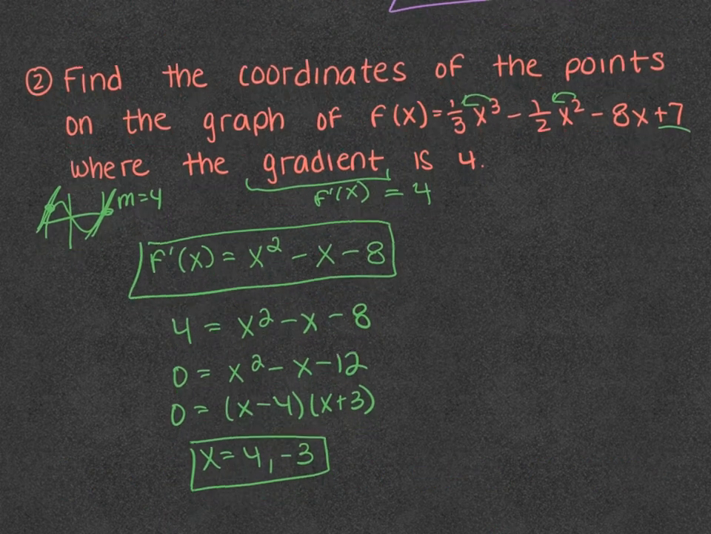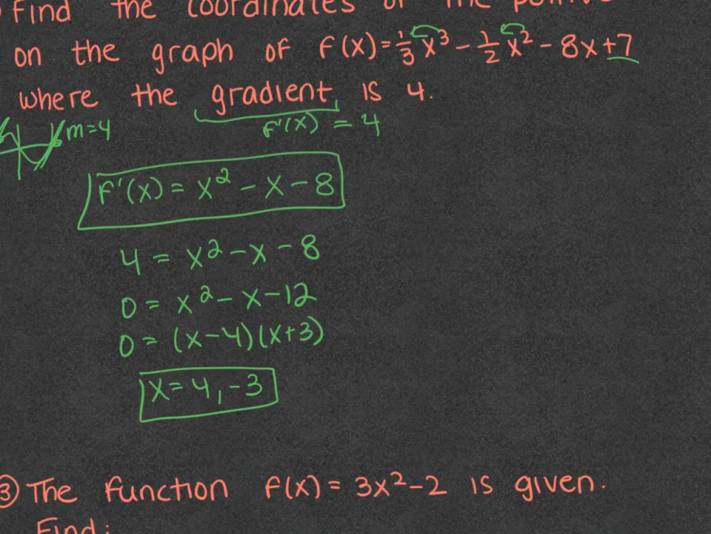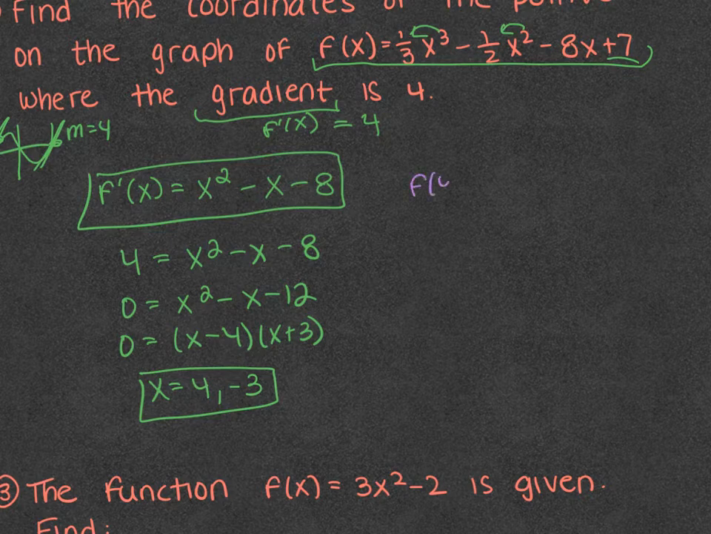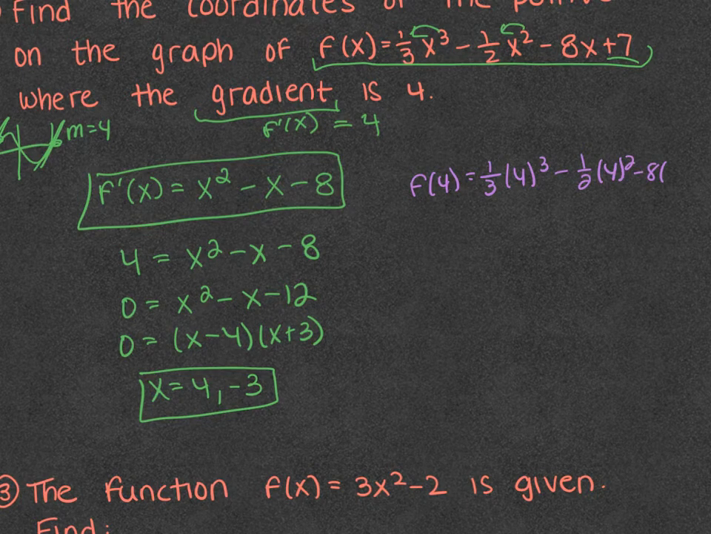They did ask us for the coordinates of these points, so we need to find the y values of these points, and we get that by plugging back into the original equation. So if we do a different color, f of 4, you know how to do all this: 4 squared minus 8 times 4 plus 7. You can just use your calculator to plug all that in, and that comes out to negative 35 over 3.